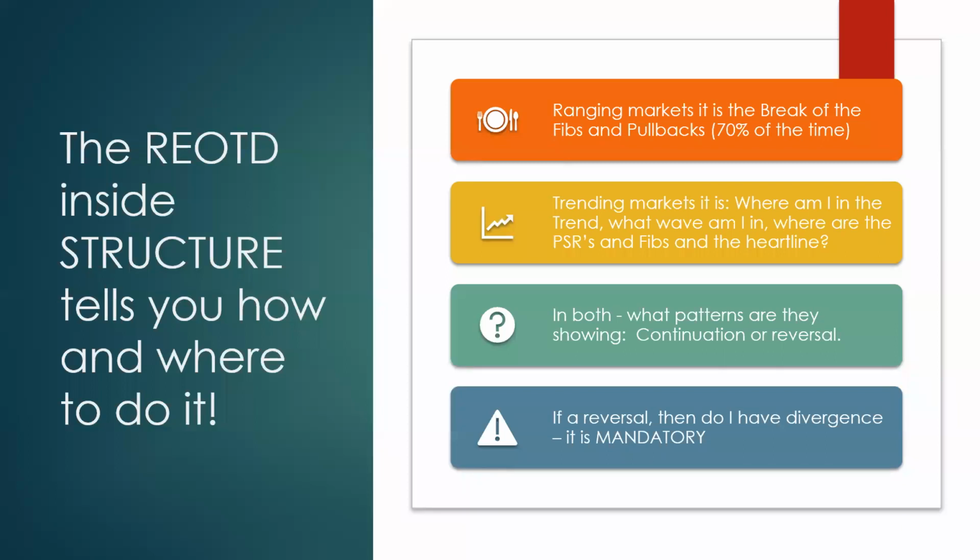All right. So the real estate of the day inside structure tells you how and where to do it. In ranging markets, it's the break of the fibs and the pullbacks. We're going to talk about pullbacks tonight. Normally it's 70% of the time. Right now we're running about 90% of the time in ranges. Trending markets is, where am I in the trend? What wave am I in? Where are the PSRs and the fibs and the heart line? In both, what patterns are they showing? Continuation or reversal patterns? If a reversal, then do I have divergence, because it is mandatory to have it?